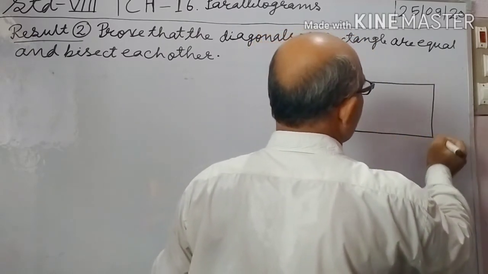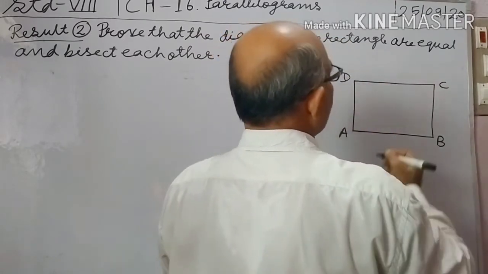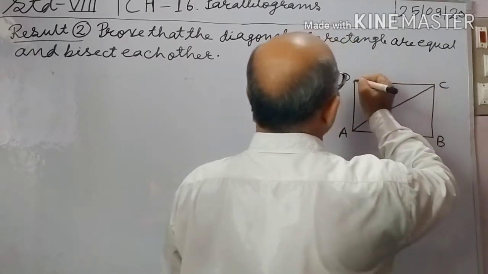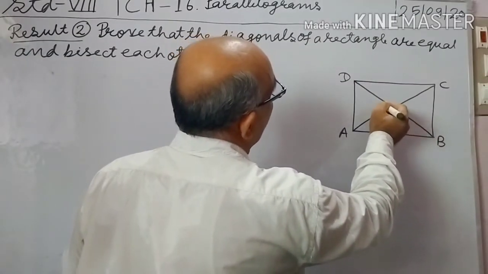ABCD be a rectangle. AC and BD are diagonals. Diagonals bisect each other at point O.